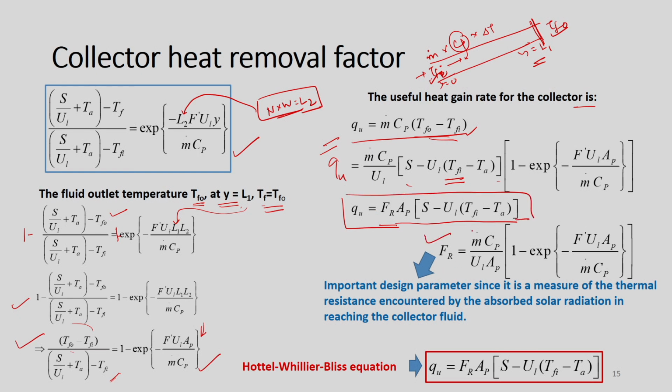So, what is FR now? FR can be expressed something like this. This FR is nothing but the collector heat removal factor, which is a very important parameter for the performance of a flat plate collector. Also, this is an important design parameter since it is a measure of the thermal resistance encountered by the absorbed solar radiation in reaching the collector fluid. So why it is important you understood now. And finally, the expression we get is QU is equal to FR AP, multiplied by S minus UL into TFI minus TA. So QU is related with TFI, and this is a famous equation developed by Hottel, Whillier and Bliss. This expression is also known as the Hottel-Whillier-Bliss equation.